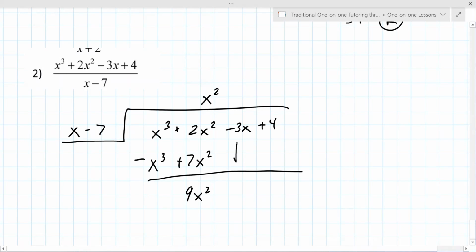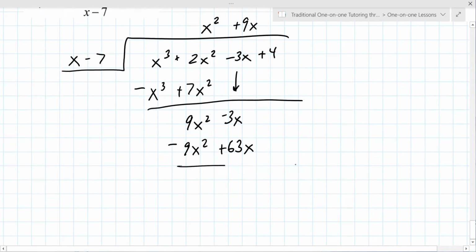This is 9x squared. Bring the minus 3x down. You're trying to get 9x squared now. 9x squared from x, it's 9x. 9x squared minus 63x. This is the important step here. You have to change the sign. Negative, positive. So whatever it was, you just change it. That's 0. That makes sense.